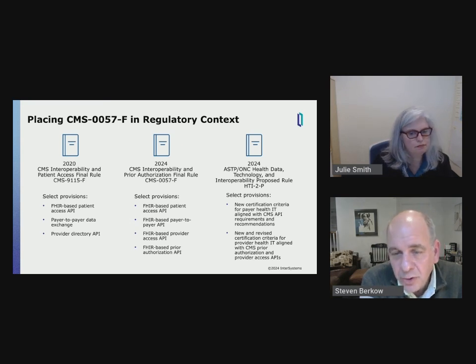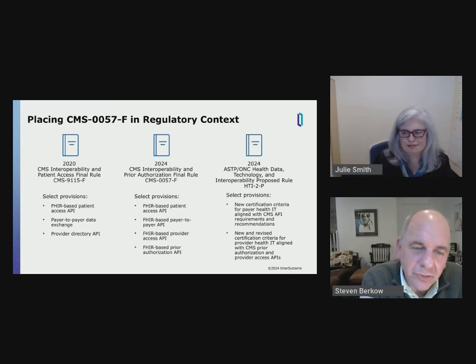Then you move over to 2024, just doubling down on what I said before, that in many ways, 0057 builds on 9115. You have the expanded patient access API. With regard to the payer-to-payer, this is actually a swap out. It sets aside what was called for before and updates it with a FHIR-based payer-to-payer API, and then the addition of the provider API, and of course the addition of the prior authorization API.